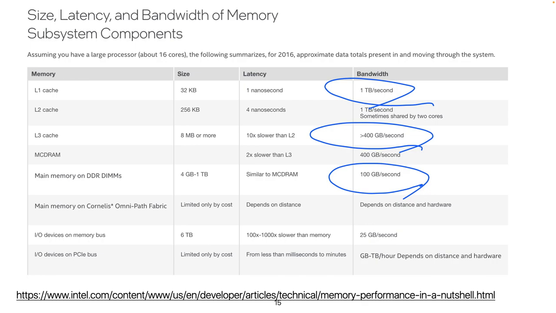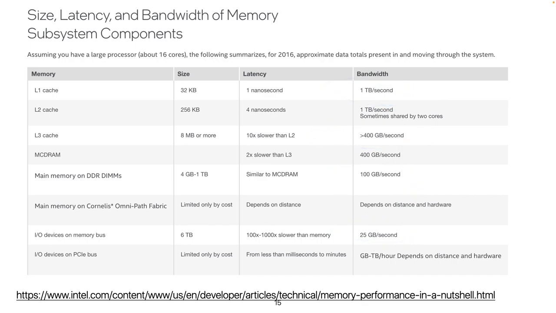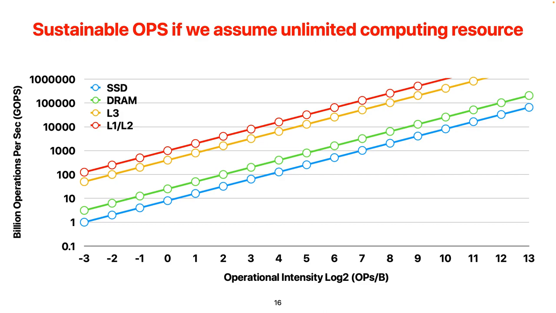And then IO devices on the memory bus, that's pretty much it, right? So those are the latency performance numbers that we got from Intel, and those are very optimistic. Let's assume these numbers, and based on what I mentioned, right?